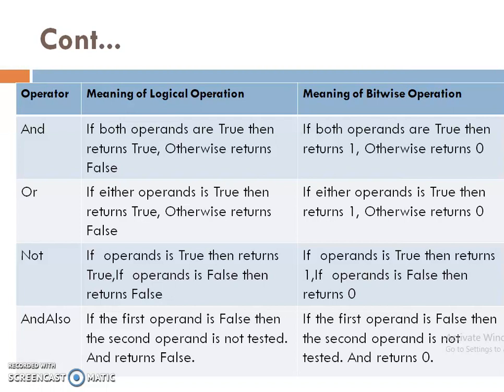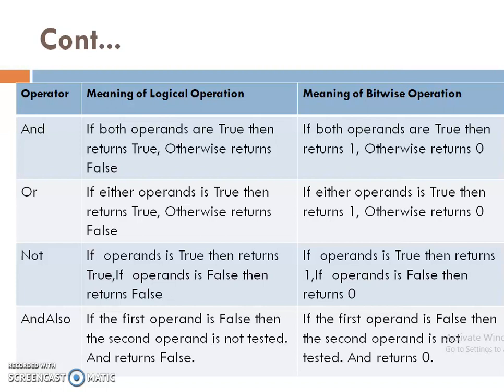Now we use NOT operator in logical operation. If operand is true, then it returns false. If operand is false, it gives true value. Now we use NOT operator in bitwise operation. So first we check if operand is true, then return one value, otherwise it gives the false value, means 0.